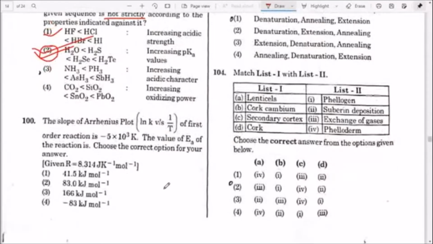The next question number 100. The slope of the Arrhenius plot, ln k versus 1 by T, of a first order reaction is minus 5 into 10 to the power 3 K. The value of Ea of the reaction is, choose the correct option for your answer. Given R is 8.314 joules per K per mole. So 41.5 kilojoules per mole is the correct option, students. Option number 1 is the correct option, students.